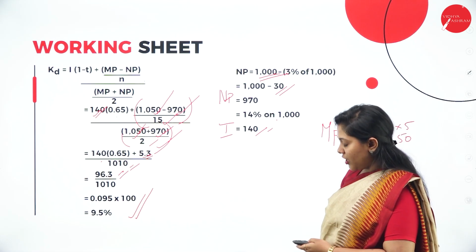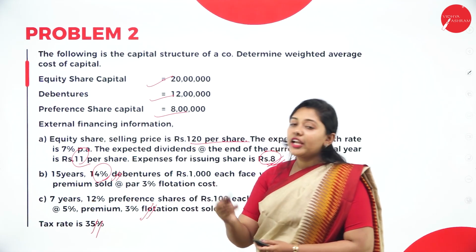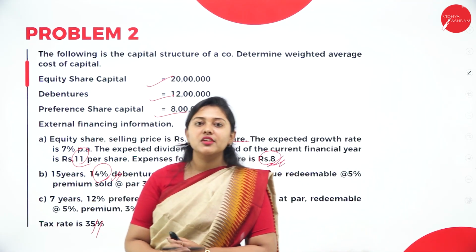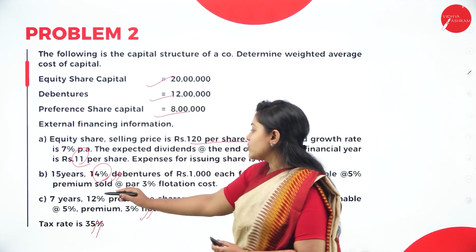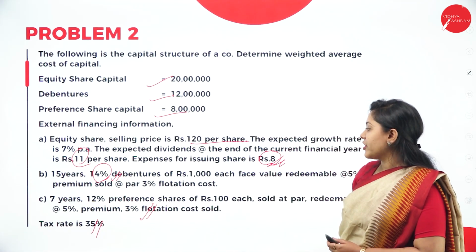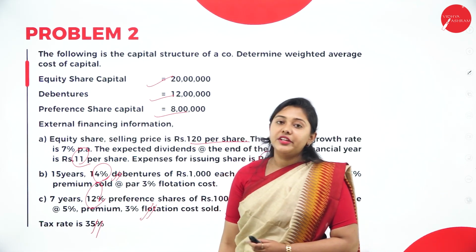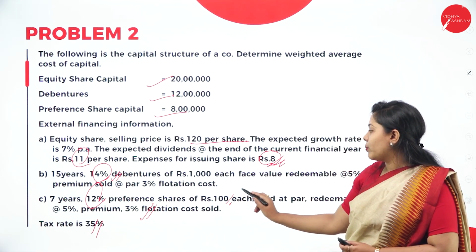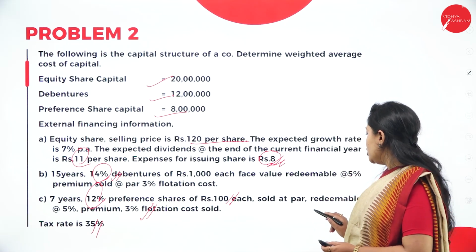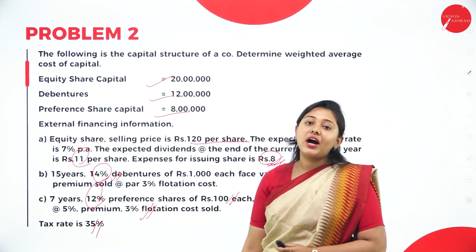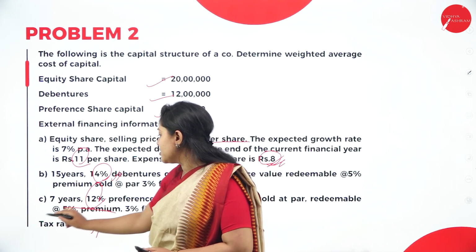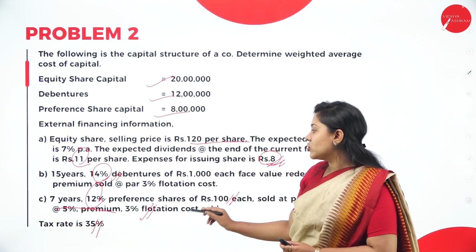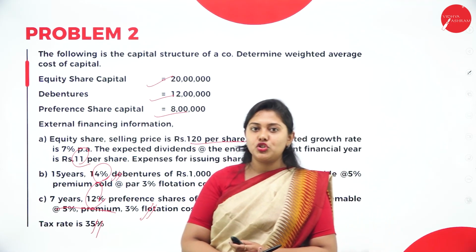So moving forward, we have preference shares. Even this is a redeemable preference share, because number of years and the redeeming value are given. So 7 years, 12% preference share. What is this 12%? Dividend is 12%. Number of years is 7. 100 rupees is your face value, sold at par but redeemed at 5% premium. Again, for this also there is 3% flotation cost.